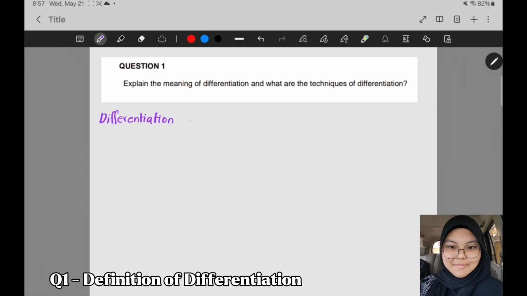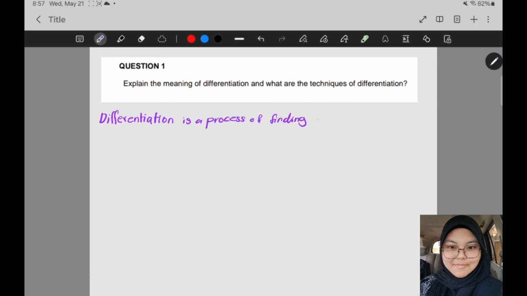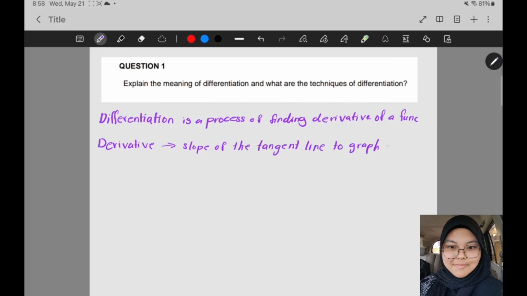The meaning of differentiation is the process of finding the derivative of a function. The derivative represents the slope of the tangent line to the graph of the function at any given point, which tells us how the function is changing at that point.